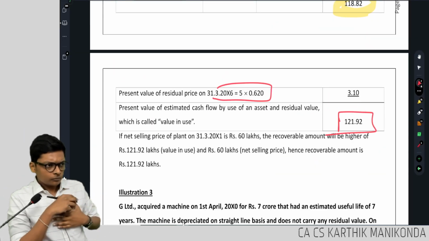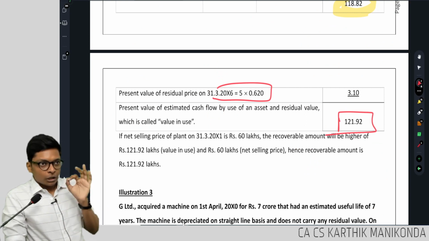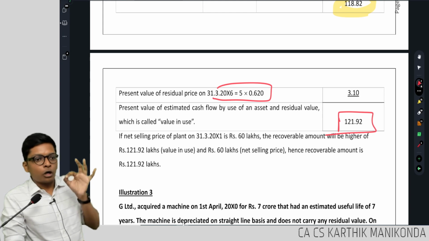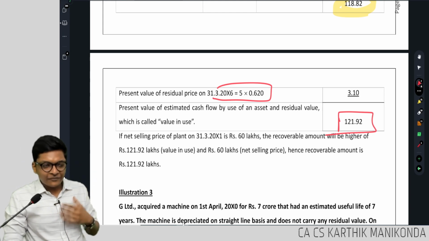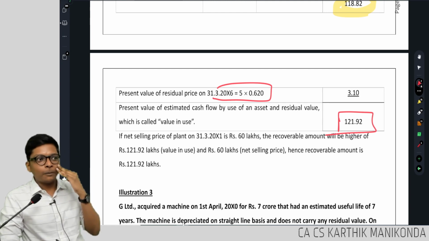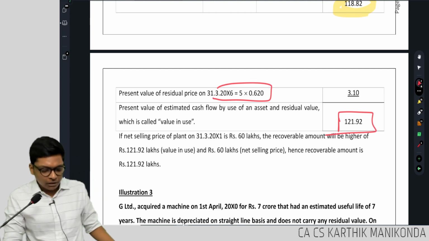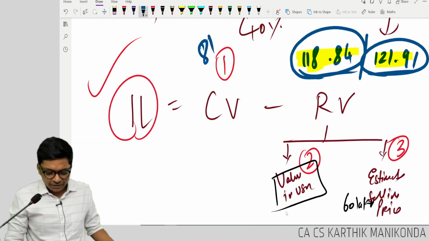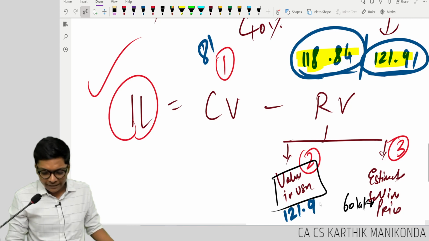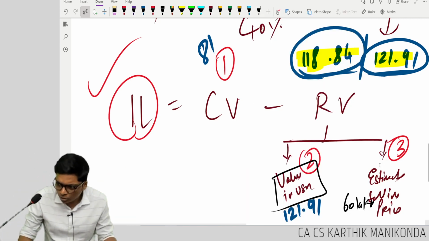Good. Did I do anything? Did I teach anything extra? You reading the question makes all the difference. Because in FM we don't take residual value, so your mind is tuned to forget residual value. Common mistake number 1. So you get 121.92. So my answer is 121.9192. Round off. Everybody who got that online, good.